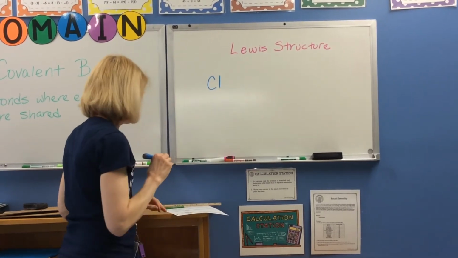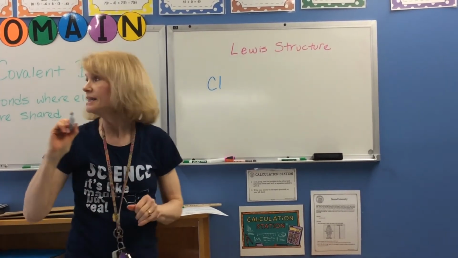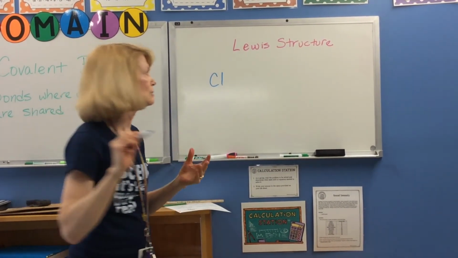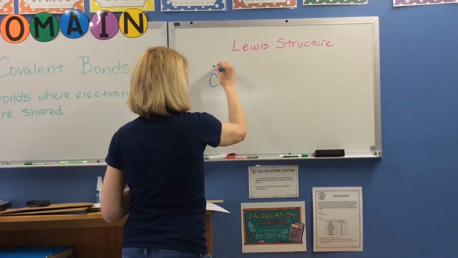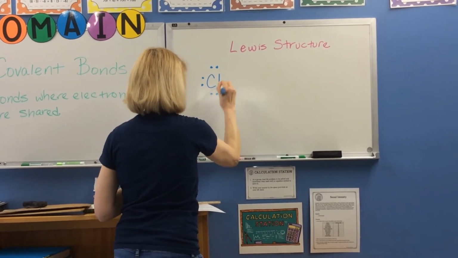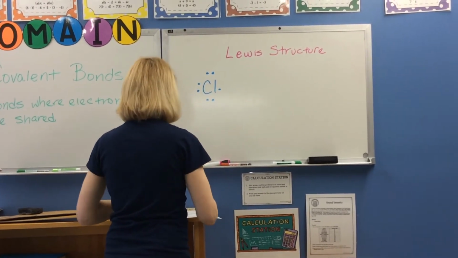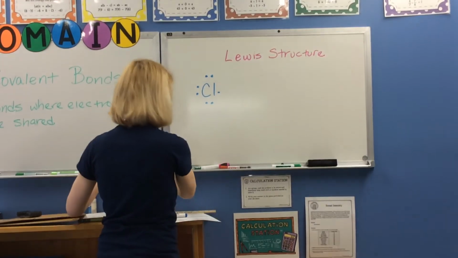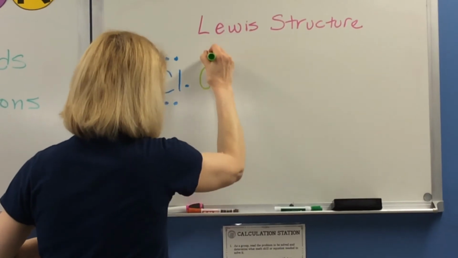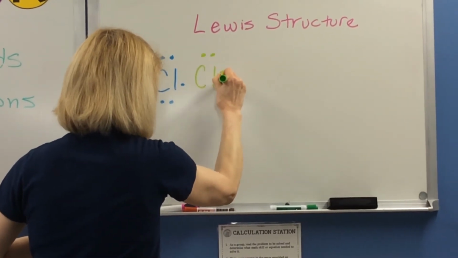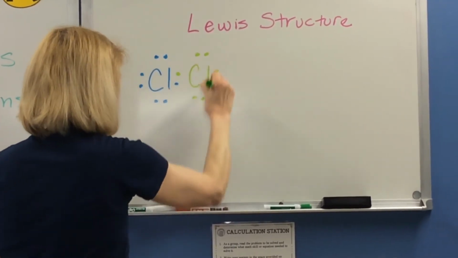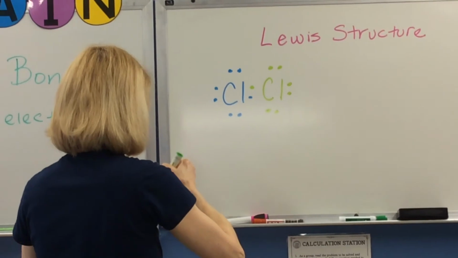Chlorine. Chlorine is in the 7th column of the periodic table. It has 7 valence electrons. I'm going to draw another chlorine atom, and I'm going to make it in a different color. And you don't have to. I'm just doing this so you can tell the 2 chlorine atoms apart. And it's 7 green electrons and the 7 blue electrons.